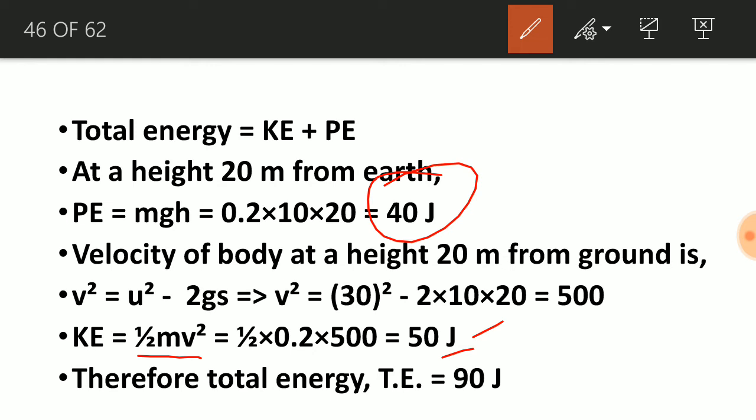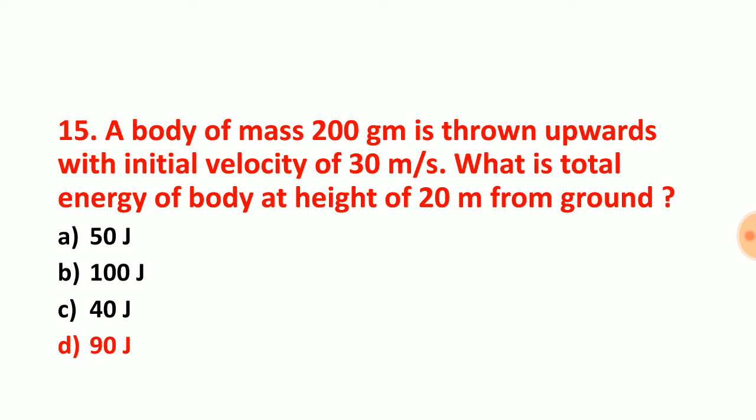40 joule is the potential energy, 50 joule is the kinetic energy. So total energy is 90 joule. 90 joule is in option choice D. So option choice D is the right answer for question number 15.